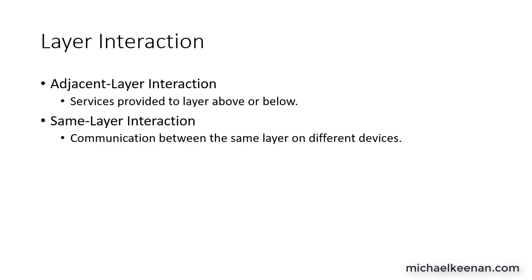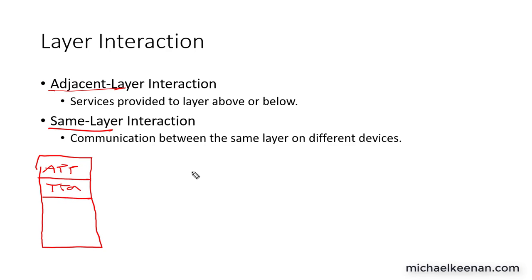Okay, so let's talk about layer interaction. We have two different kinds. We have adjacent layer interaction and we have same layer interaction. So let's first talk about adjacent layer interaction. So you have a network model, a protocol stack, we'll call it. You have the application layer at the top, and let's just say that we have the transport layer just below it, like in the TCP/IP model. And let's go ahead and draw one over here for the next example.